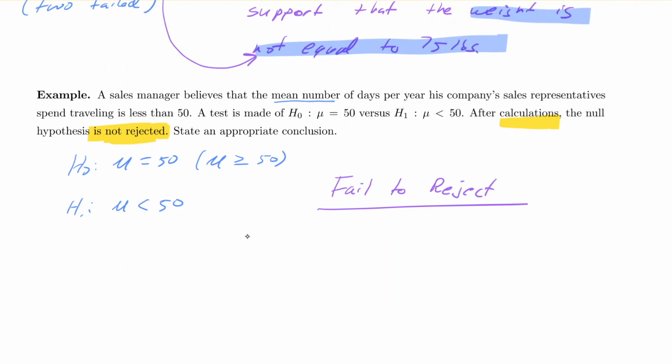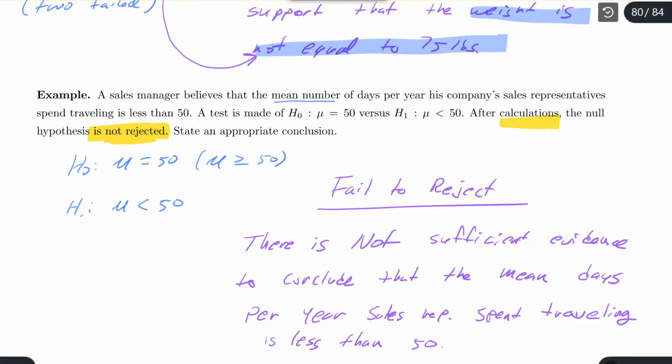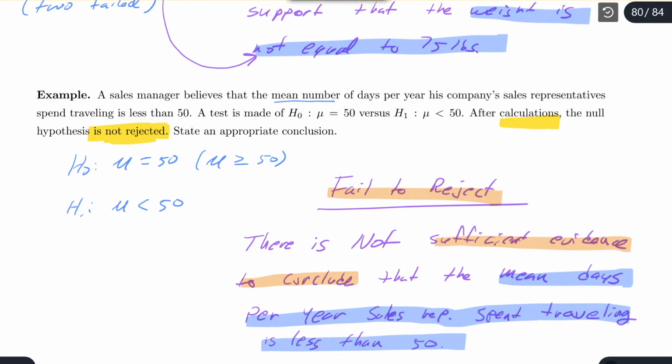It means there is not sufficient evidence to conclude, so fail to reject, that the mean days per year sales reps spend traveling is less than 50 hours. Or it doesn't say hours, but let's assume it's 50. So again, this part is just the alternative hypothesis in words. So fail to reject, there's not sufficient evidence. So these are the ways we conclude. And of course, all these, this last example we did, are correct conclusions.